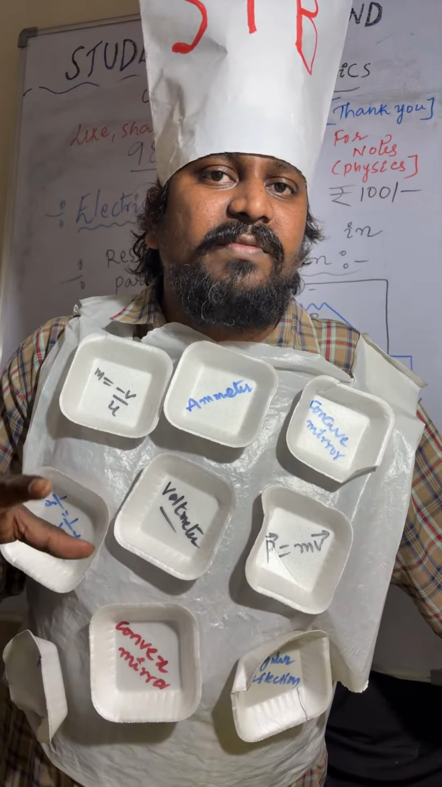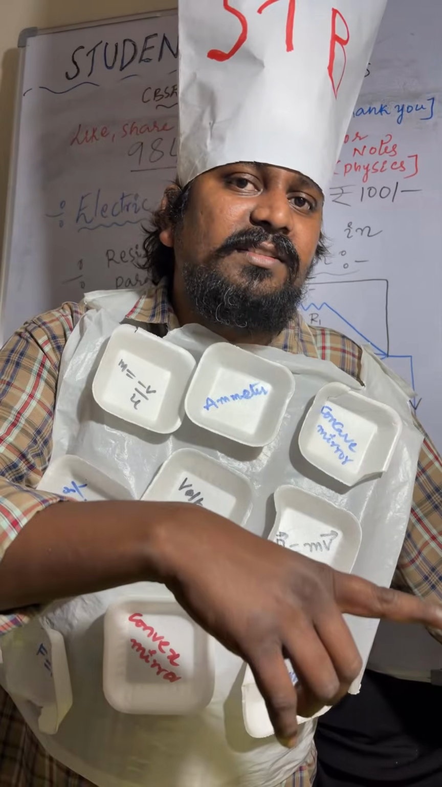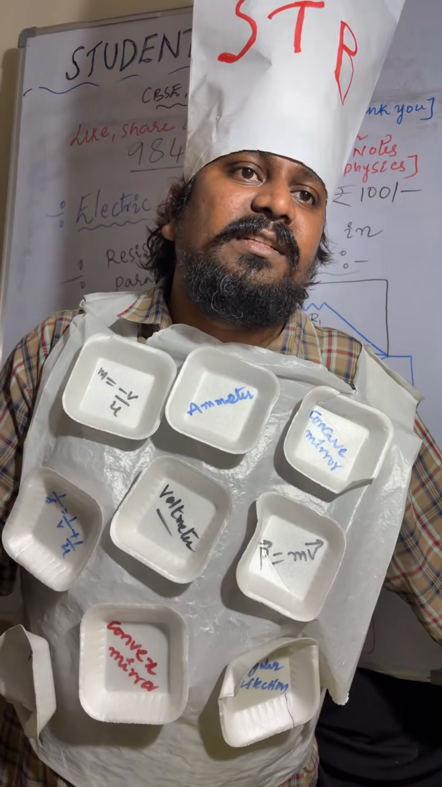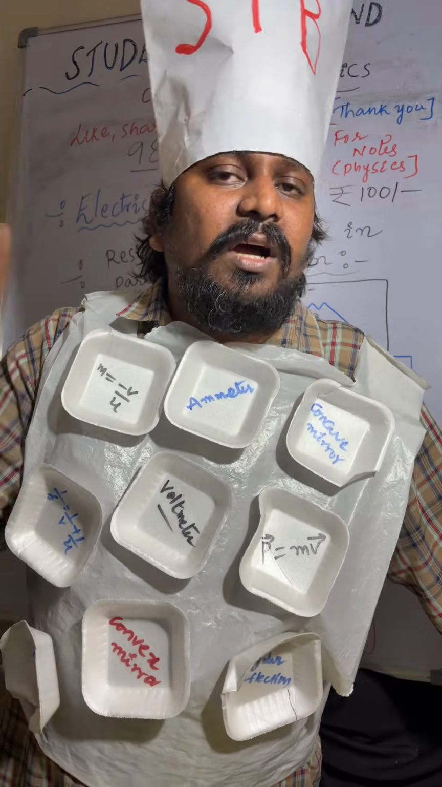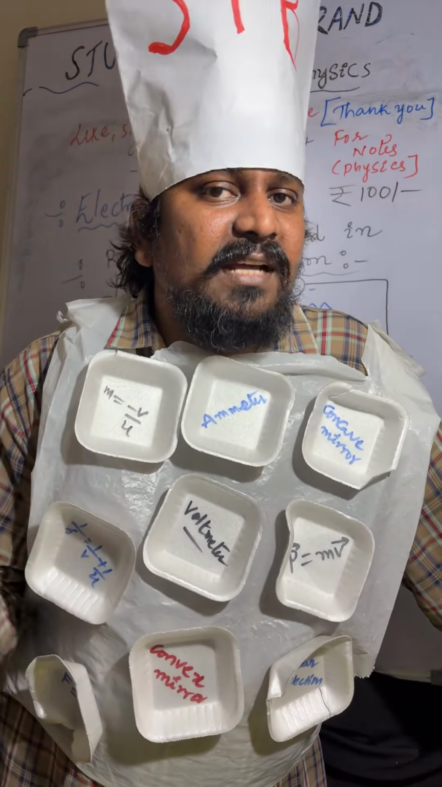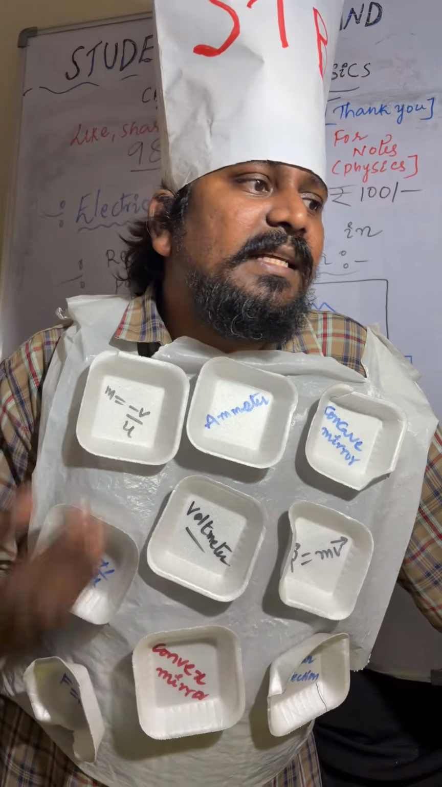Okay, so I hope it is very clear. So in series combination, current is constant. In parallel combination, potential difference is constant. Okay, and SI unit of electric current is ampere. SI unit of charge is coulomb. SI unit of time is second.